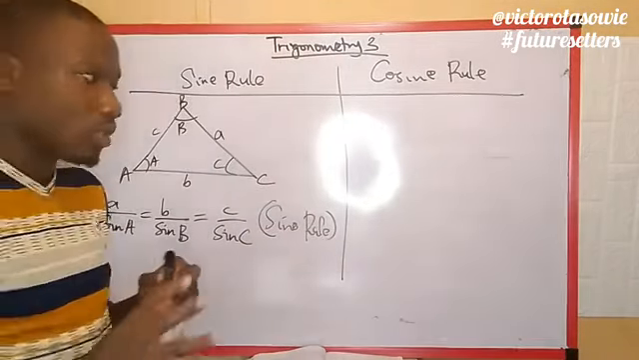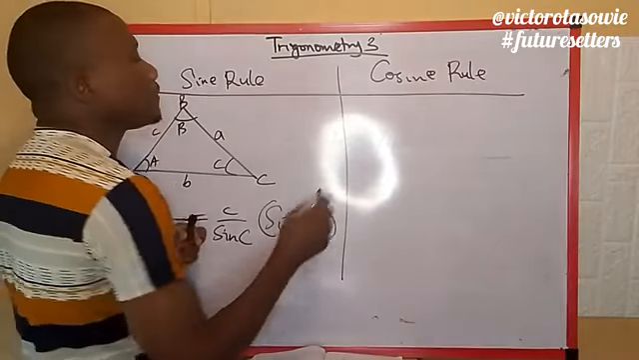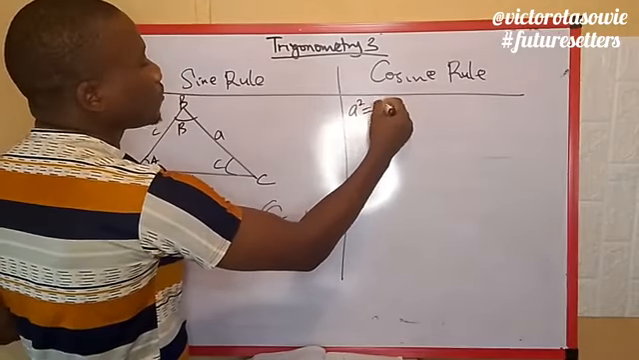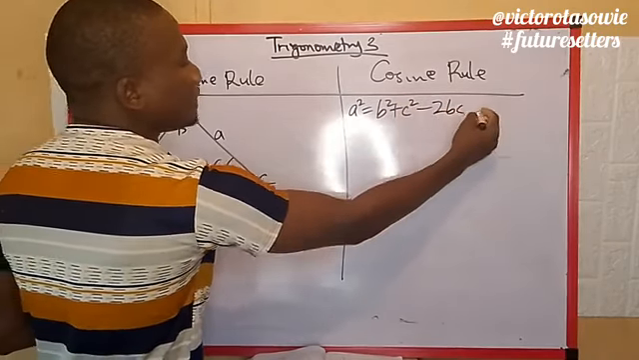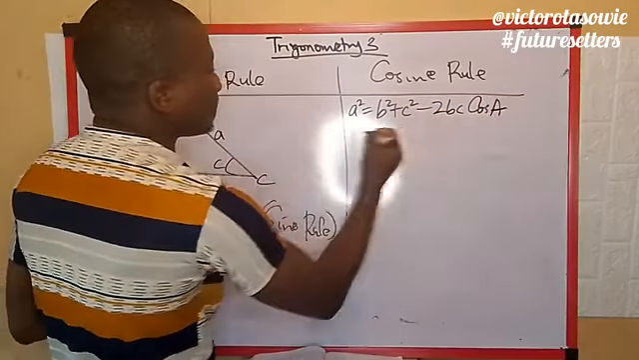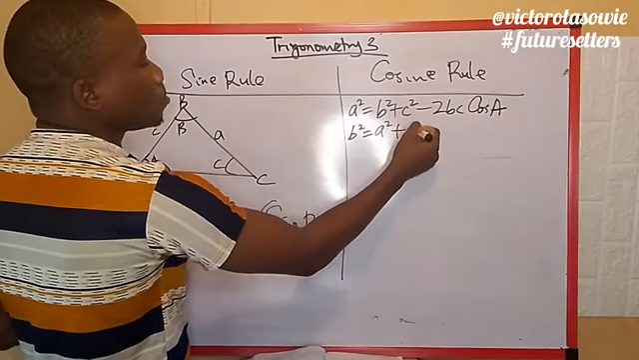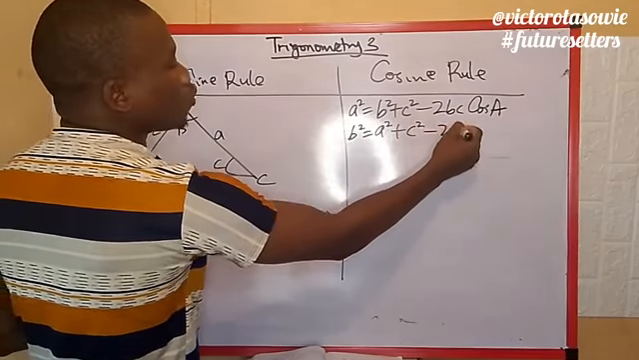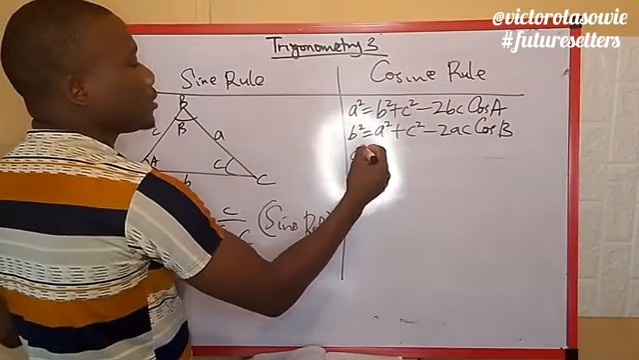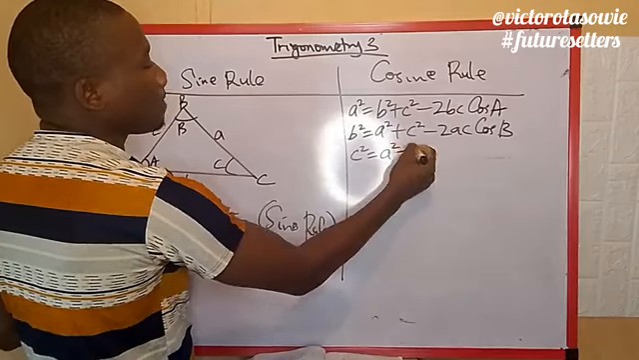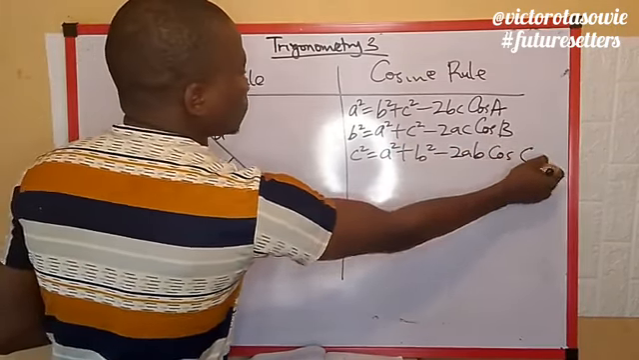Now for the cosine rule, the cosine rule is different. You have the following: a squared equal to b squared plus c squared minus 2bc cos A. You have another one, which is b squared equal to a squared plus c squared minus 2ac cos B. Then you have that c squared equal to a squared plus b squared minus 2ab cos C.